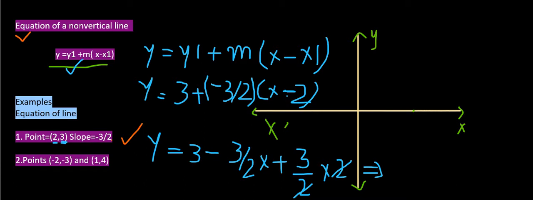You can see that this 3 and this 3 will make 6, and minus 3 over 2 x, and this will equal y. So this is our equation of a non-vertical line that has a point 2 and 3, and with their slope minus 3 over 2. You can solve this as well.